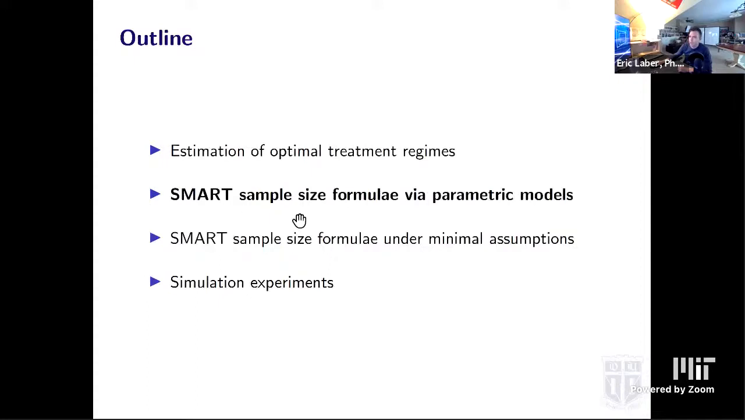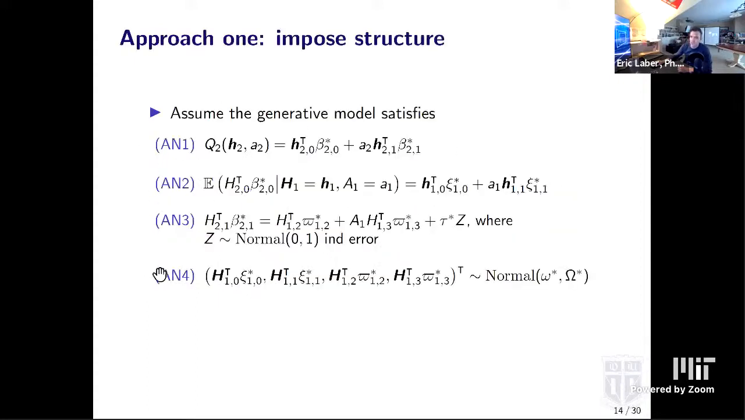All right, so the simplest possible thing you can do is just parameterize everything. And this is the simplest vanilla linear model setup for these two-stage problems. You start at the second stage and you posit a linear model. So we're going to assume that Q_2 is in fact a linear model: H_20 transpose beta_20 star plus A_2 H_21 transpose beta_21 star. Okay, so the Q function is correctly specified at the second stage.